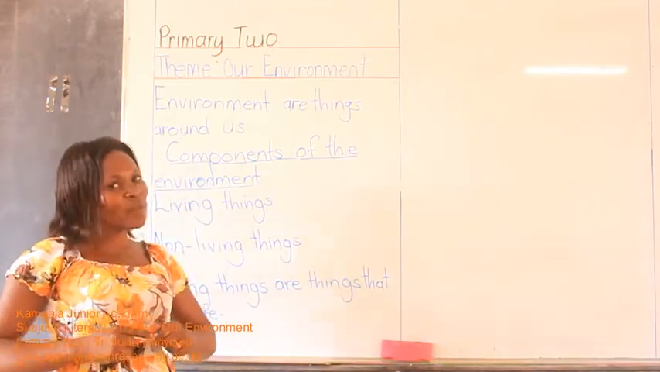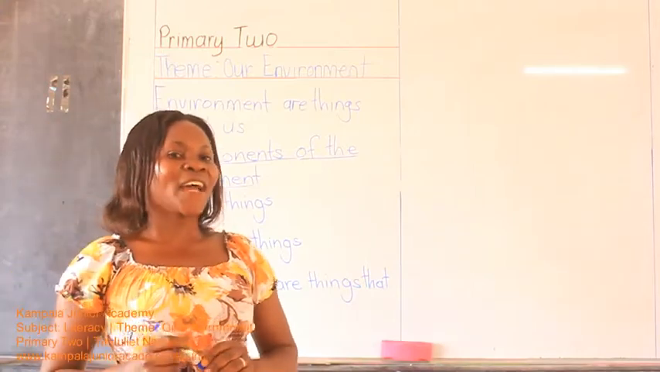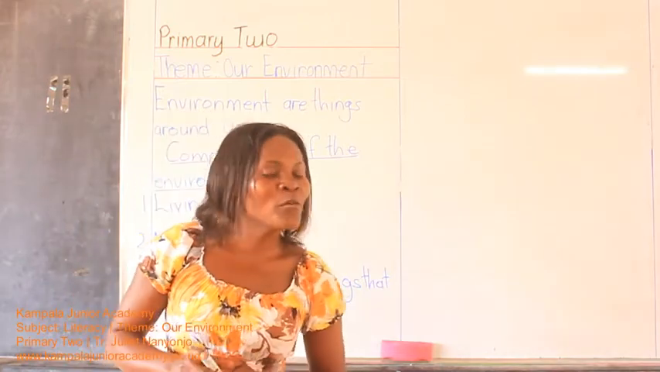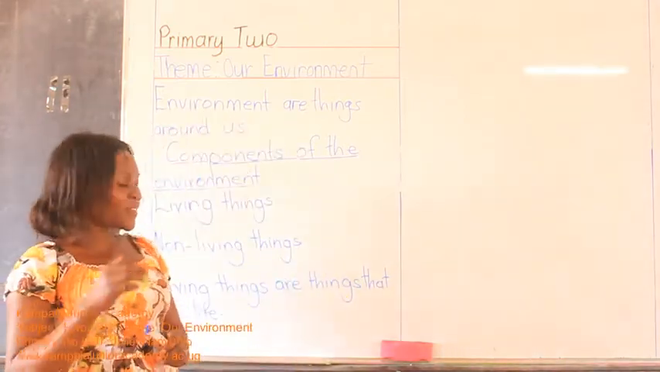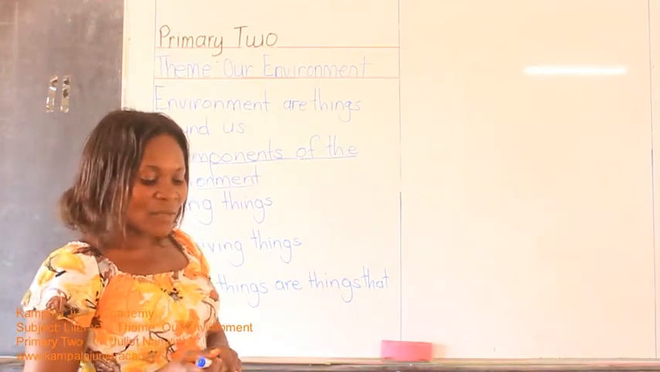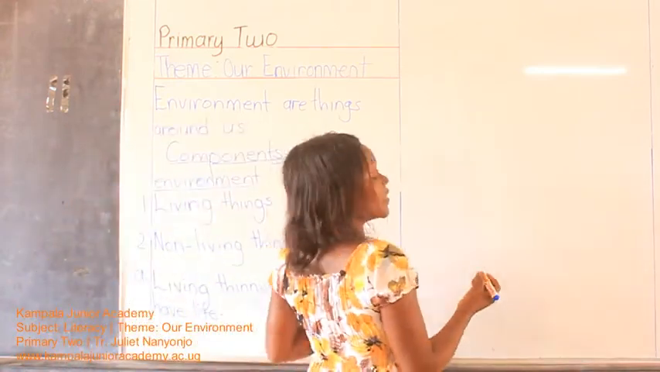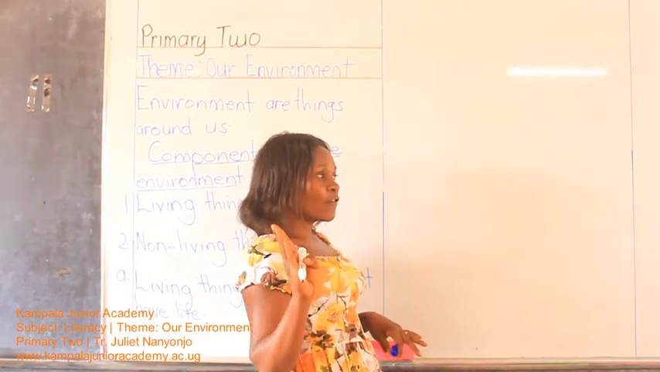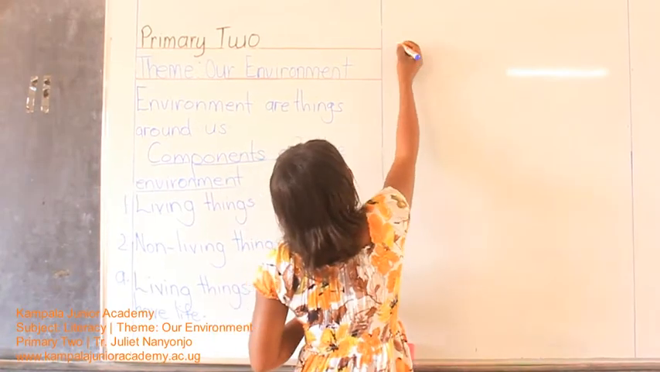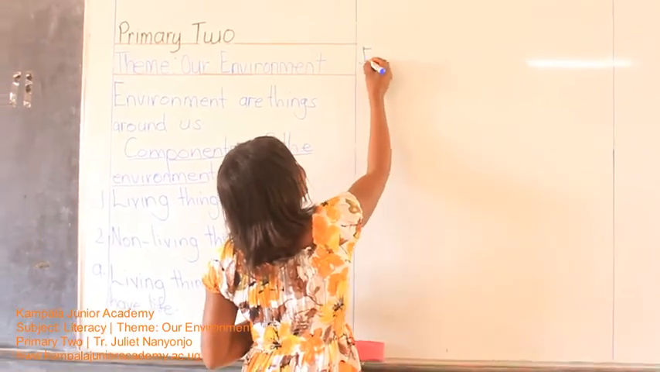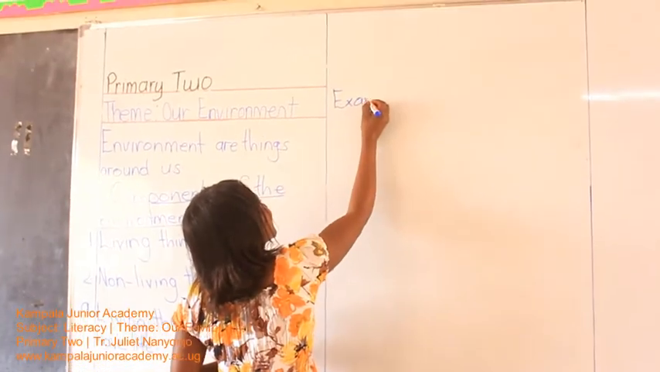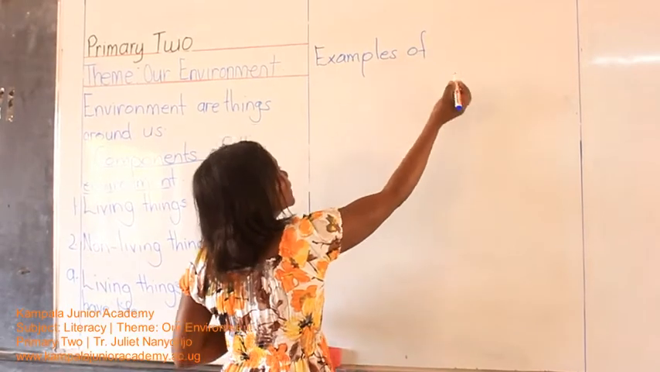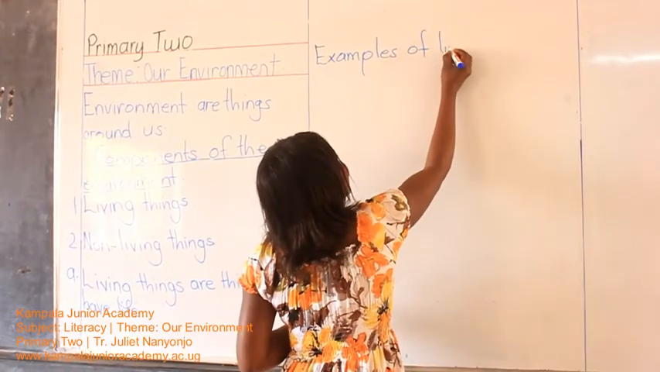Now I think you can even mention some of the living things, and tell mommy, or auntie, or anyone near you, or your friend whom you're learning with, examples of the living things. Let me tell you some of them. These living things, we group them also into 4. They are grouped into 4. Let me give you these examples into groups. Examples of living things.